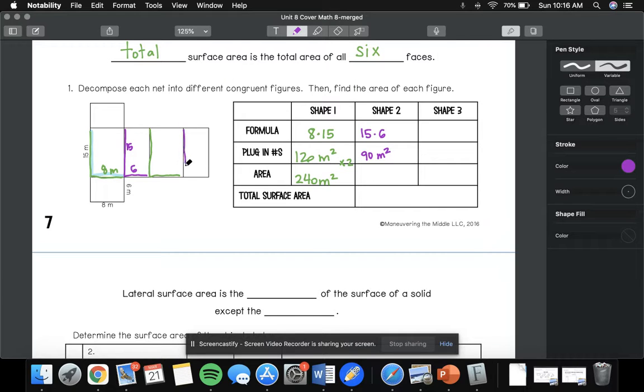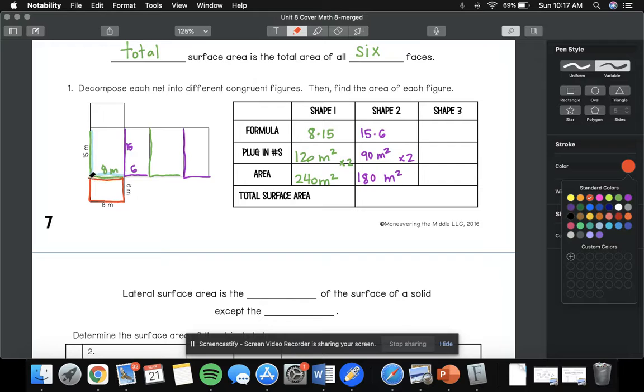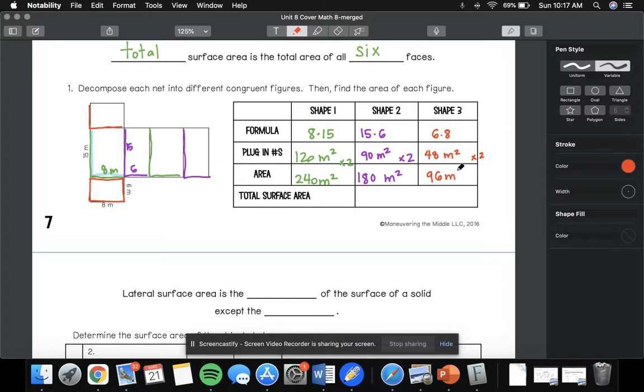But we have another one that's the exact same shape and size, so we are going to double that, and we get 180 square meters for the purple one. Okay. Finally, we have these little bases, and it says that it's a 6 by 8. So we'll do 6 times 8, and we'll get 48 square meters. Again, we have 2 of them because we have the top and the bottom, so we're going to double that. So 48 times 2, and we get 96 square meters.